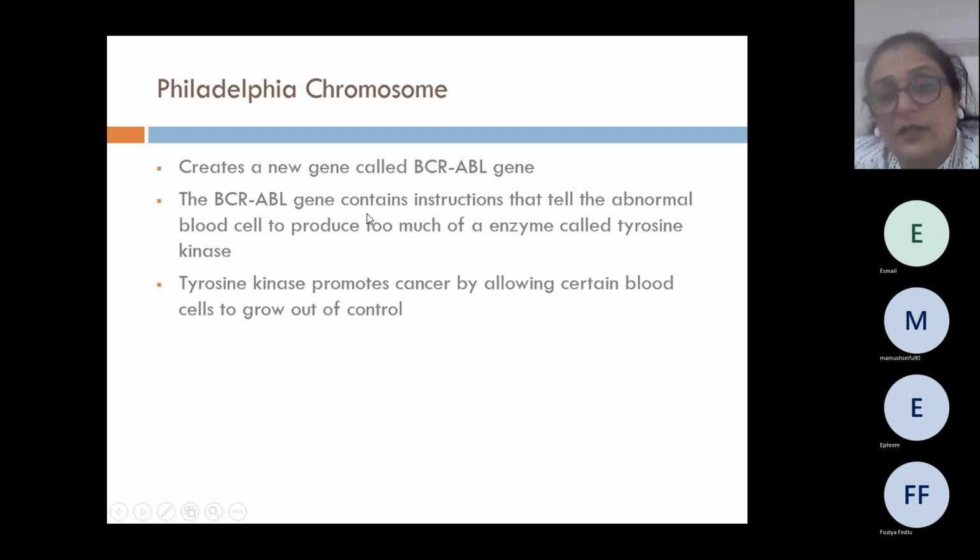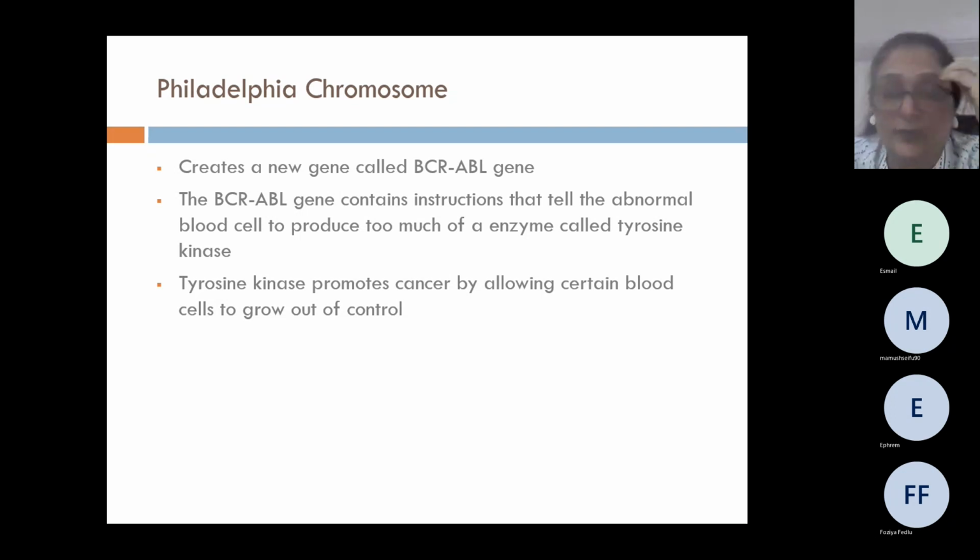The BCR-ABL gene contains instructions that tell the abnormal blood cell to produce too much of an enzyme called tyrosine kinase. So this new BCR-ABL gene, which is formed, which is a part of the abnormal blood cell, produces too much of the tyrosine kinase enzyme. And this tyrosine kinase enzyme promotes cancer by allowing certain blood cells to grow out of control. In the presence of tyrosine kinase enzyme, the cell's multiplication is very fast.